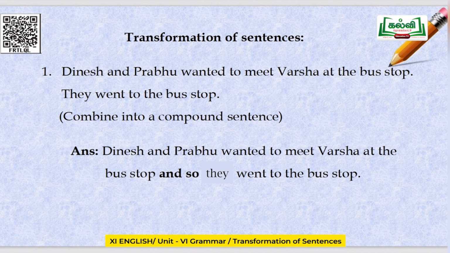Here, the first sentence is Dinesh and Prabhu wanted to meet Varsha at the bus stop. The next sentence is they went to the bus stop. See here children, the two sentences are completely separate and you have got two main clauses. Since they are completely separate sentences with no connection, you are going to just add them one by one. So you can use and so. Dinesh and Prabhu wanted to meet Varsha at the bus stop and so they went to the bus stop.